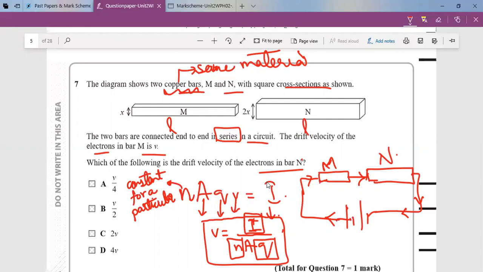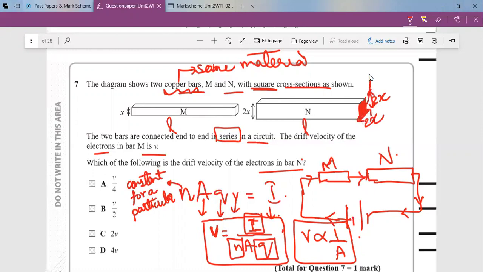So if this is constant, then the drift velocity is inversely related to the cross-sectional area. But we don't have the cross-sectional area, we've got the length. No problem, we can calculate the areas because they told us the cross-sections are square. A represents the cross-sectional area. If one side is 2x and the other side is also 2x because it's a square, this is 2x, that's 2x.